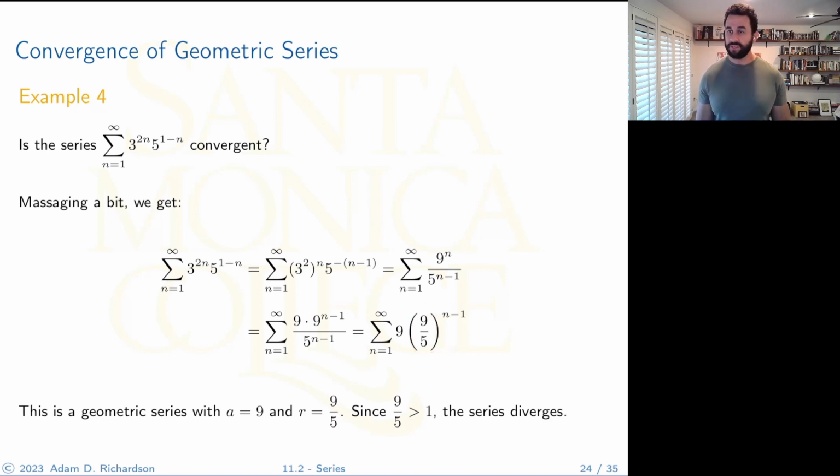And now, boom, check it out. This is exactly the form of a geometric series. There's an initial term and there's a common ratio. The initial term is 9. The common ratio is 9/5, but because 9/5 is greater than 1, this series diverges. So this series does not converge. It just keeps going. It adds up to infinity, goes to infinity as you keep adding.